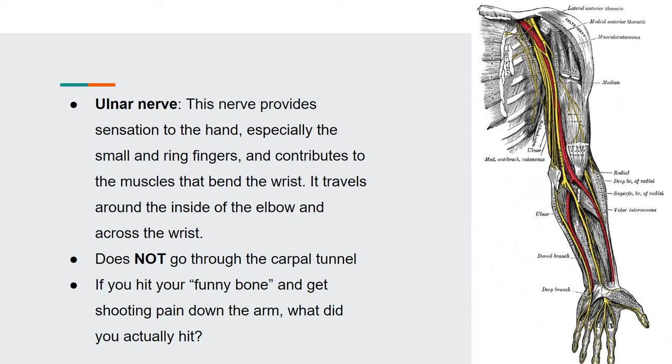So we're going to start with the ulnar nerve. The ulnar nerve provides sensation to the hand, especially the small and ring fingers, and contributes to muscles that will bend the wrist. It travels around the inside of the elbow and across the wrist. It does not go through the carpal tunnel.